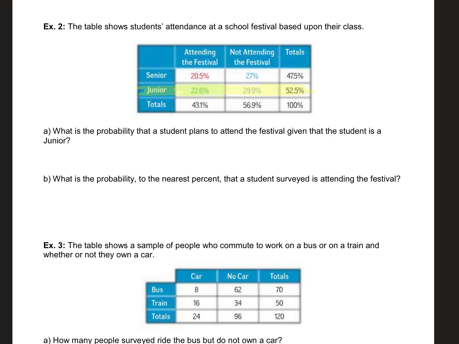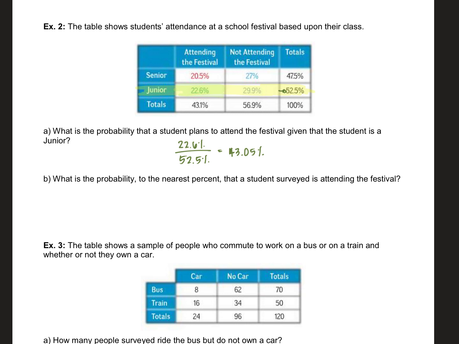So what is our percentage that are attending? 22.6%. Out of a total how many juniors? 52.5%. So if we type that in the calculator, I'm getting 43.05% are actually attending the festival. B, what is the probability to the nearest percent that a student surveyed is attending the festival?